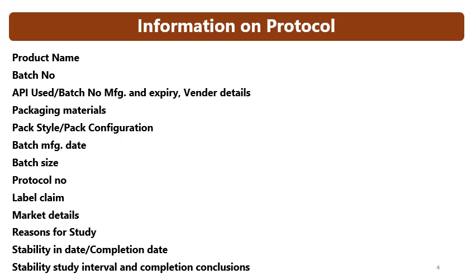Also the packaging material details are required to be included. Then pack style and pack configuration, like blister pack, bottle pack, bulk pack, and the count of blisters, the count of tablets or capsules in the HDPE bottle. Manufacturing date of the batch. Also, some applicants include a tentative or proposed expiry date. Then batch size, protocol number, label claim of the formulation, and market details.